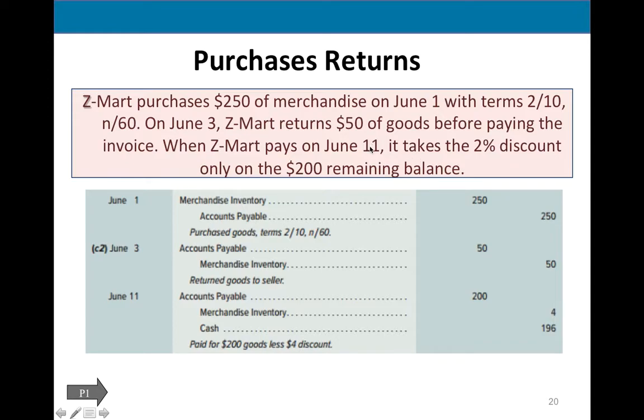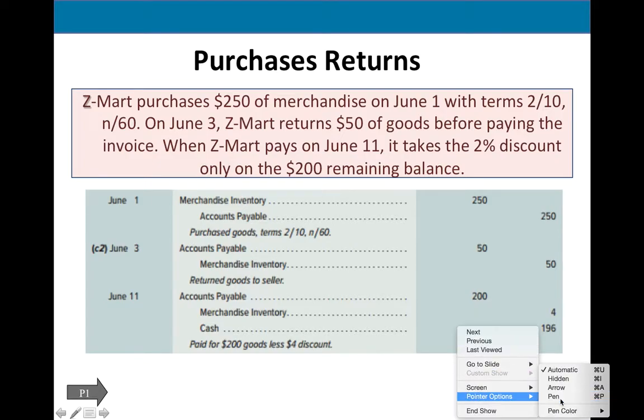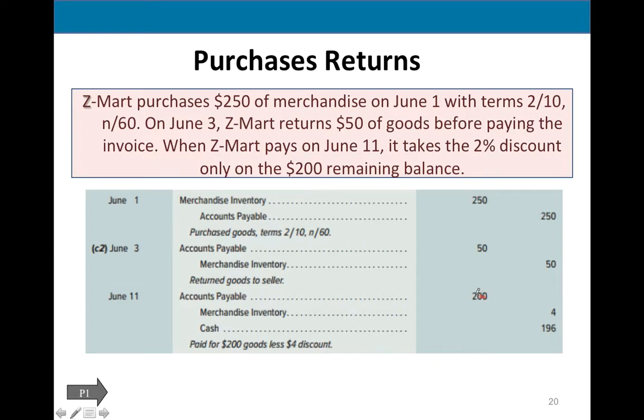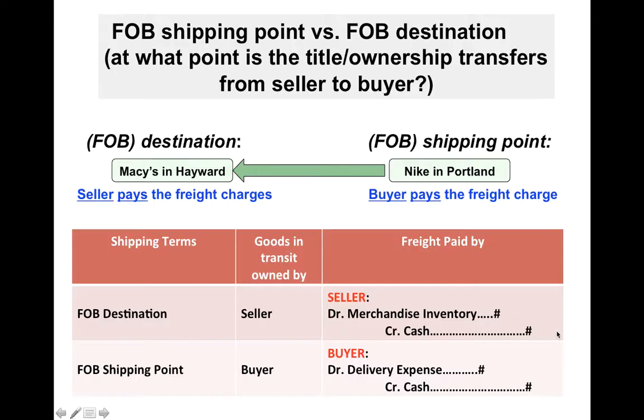So we are paying on June 11th. Okay, let's now think. June 1st plus 10 days, June 11th. Do I get a discount? Yes, I do. But what's the base? The base is not the original $250 because you do not get a discount on the amount of returns or allowances, right? So we owe $200, we get 2%. Again, remember, cross out 2 zeros. That's 1%, multiply by 2, that's $4. Credit merchandise inventory, cash is the difference. We're sending a check of $196.